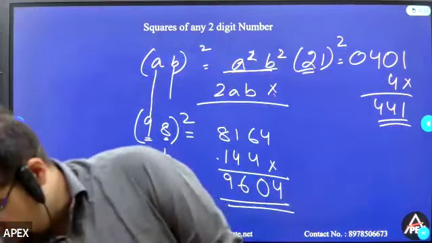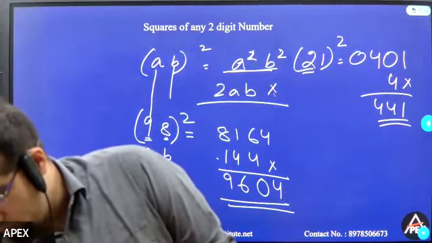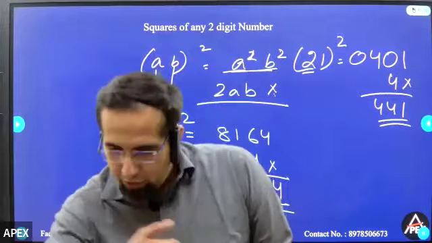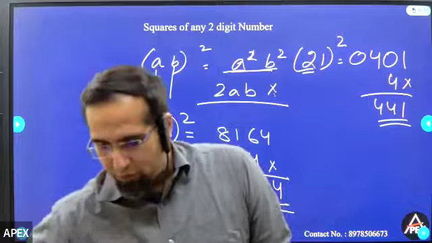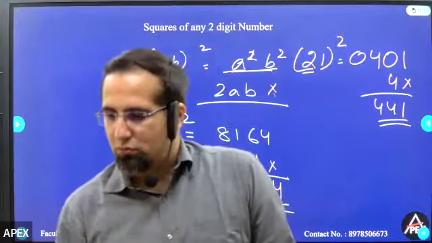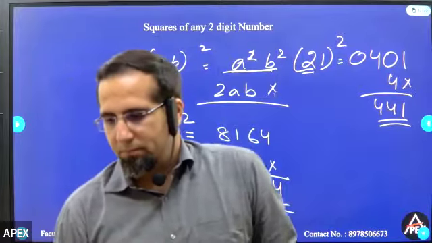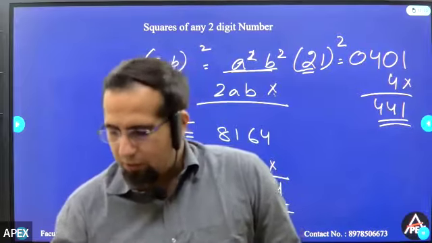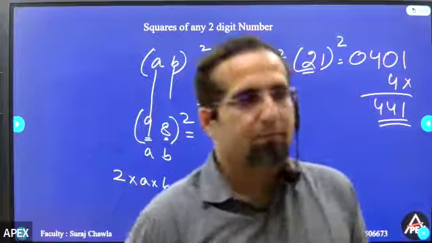Always when you go to a larger number, do A into B into 2. 8 fours are... A into B into 2. So what is 8 fours are? Into 2. That's it. Try 64. That's your answer.